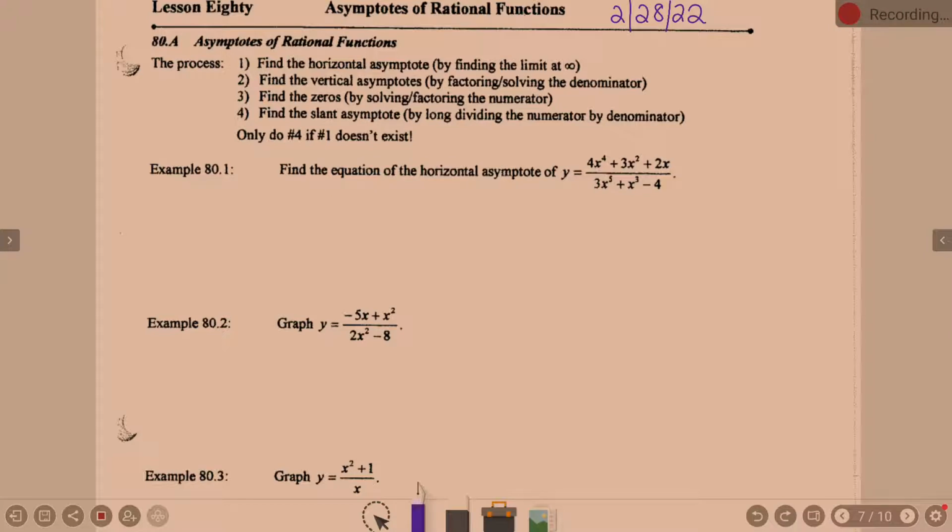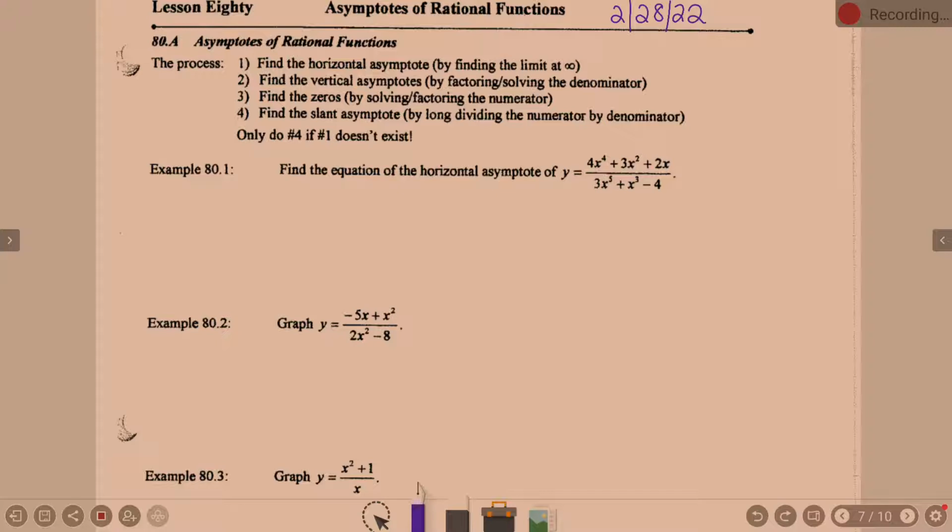So process, this just kind of talks about the different pieces we need to do before we graph these. One, finding horizontal asymptotes. And notice there it says by finding the limit at infinity, basically you are looking at the end behavior, or the shortcut I would say is the powers. The highest powers. 2, vertical asymptotes. That's by setting your denominator equal to 0. Hopefully it factors. That's going to make life the best, right? 3, finding zeros, and that is by setting your numerator equal to 0. So factoring and looking at the pieces there.